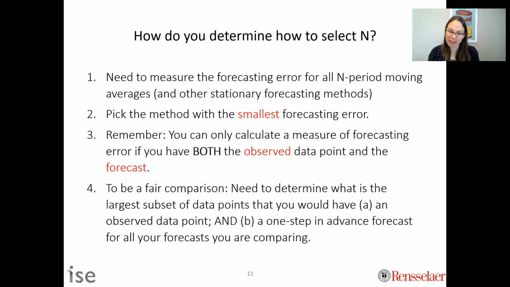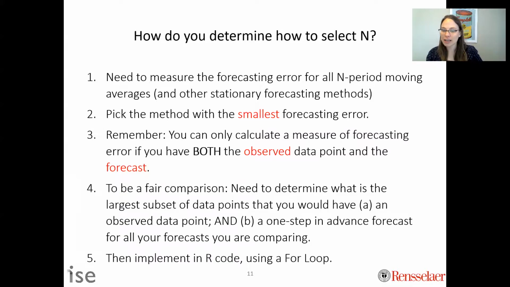And so usually what that is, you say whatever subset is the biggest that everybody has both an observed and a forecast, you use that as your competition rules. And then you pick the one that has the smallest. And you will get an opportunity to do this in your homework. If you're using R, and we're doing this specifically for a moving average, you would implement this in R code using a for loop. Okay, all right, so that's how you would determine how to set n.